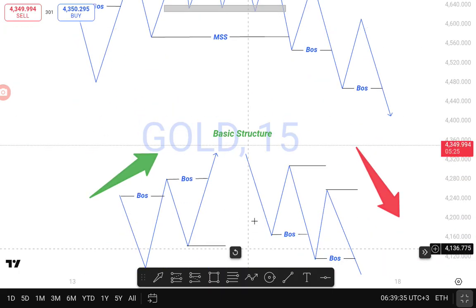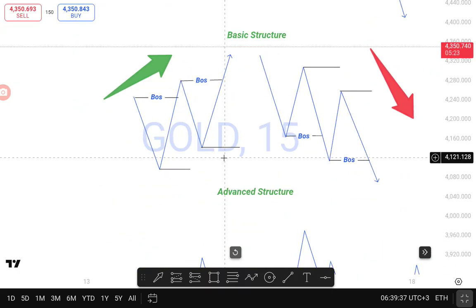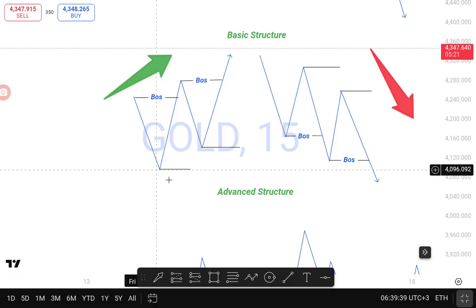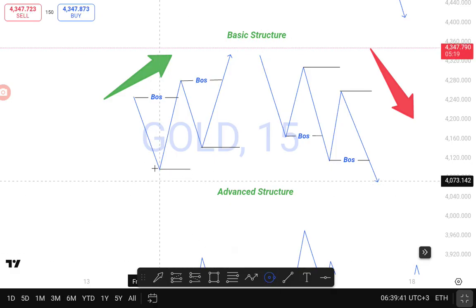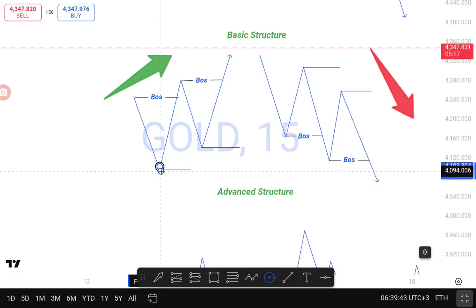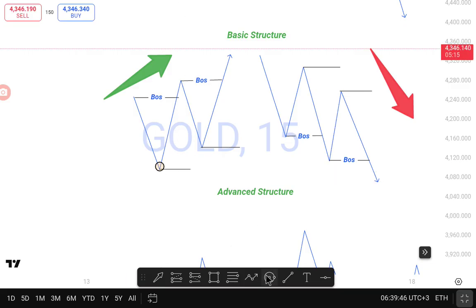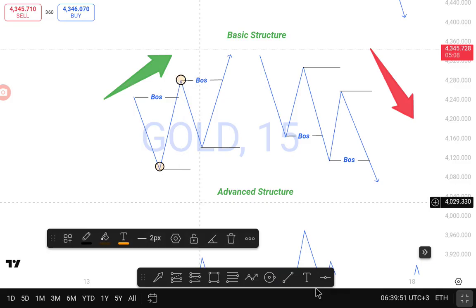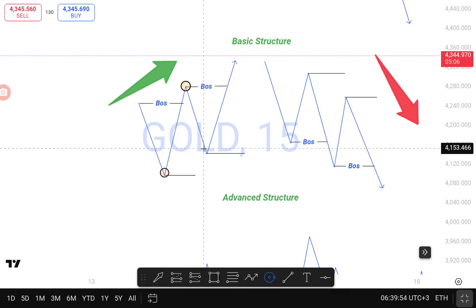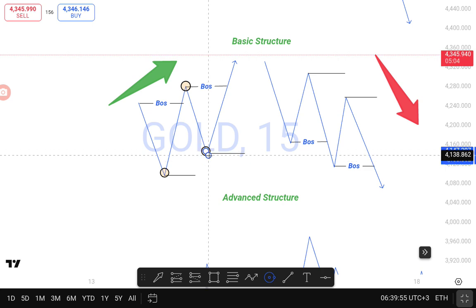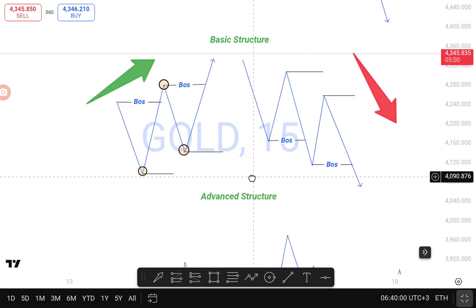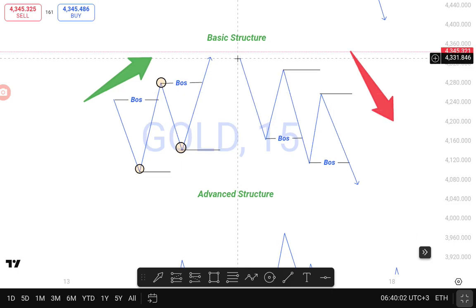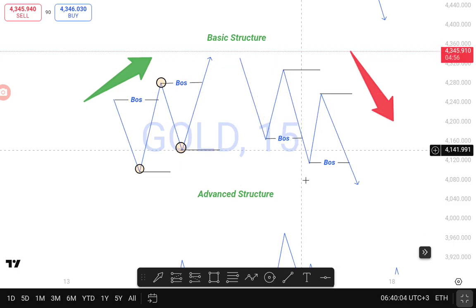Now what are swing points? I'm talking about these points. These are swing points. We have that swing point, we have here another swing point, and another swing point, and these are external. So we have internal and external swing points. And this is a swing point, a swing point, a swing point, and so on.